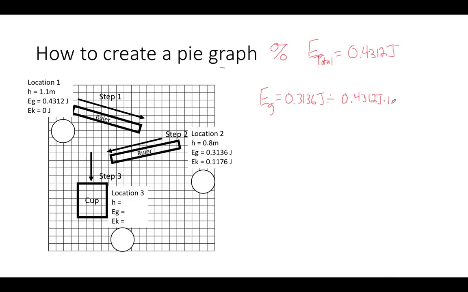Times 100. Not too bad. We can all handle that. Let me type that in the calculator. That should give us a percentage. And this percentage will help us calculate what portion of the pie we fill in. So after crunching those numbers, I got 73%.